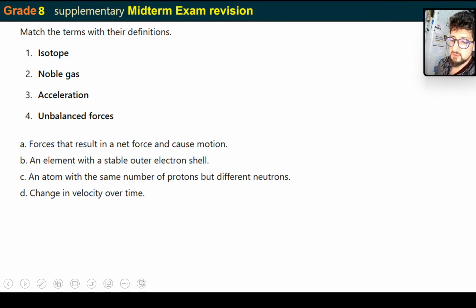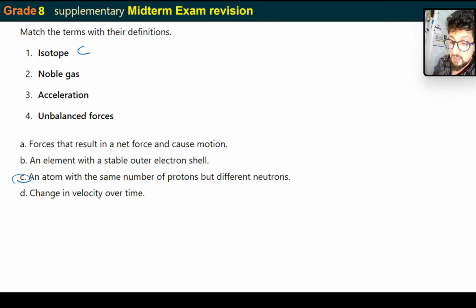Match the following terms with their definitions. Isotope. An isotope is the same version of an element, but with a different number of neutrons. So let's say, for example, helium. We have helium 4 and helium 5 or whatever, because then you'll have extra neutrons. So that's what we mean by an isotope. An atom with the same number of protons but a different number of neutrons. So that's what that is.